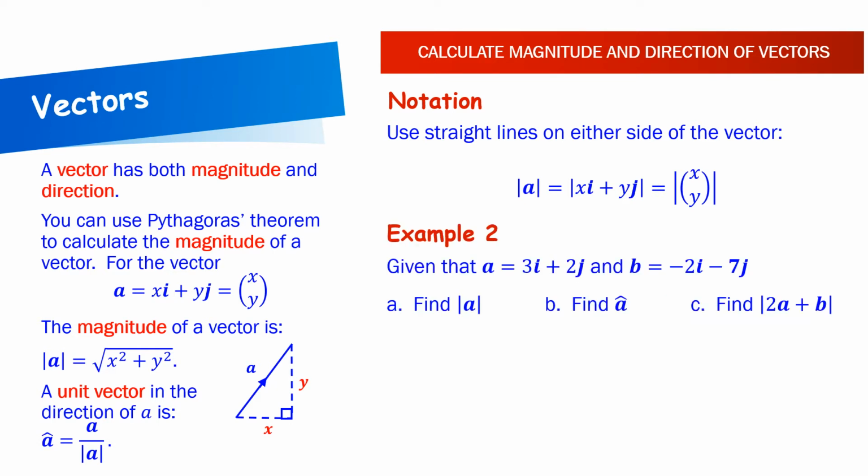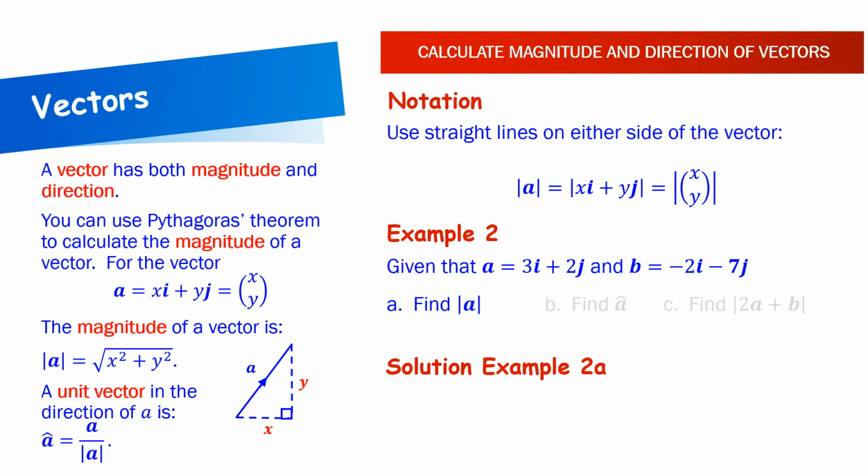Now let's take a look at another example. Pause the video and have a go. Press play when you're ready to view the solutions. So let's take a look at example 2a first. Given that the vector A equals 3i plus 2j and the vector B equals minus 2i minus 7j, find mod A.